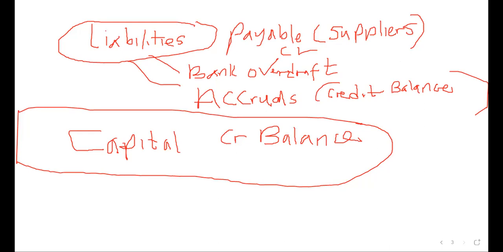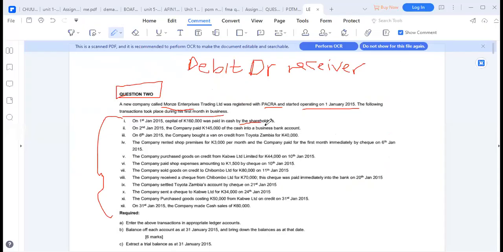So we can now look at this question. On the 1st January 2015, we started business with a capital which we know was 1,000, paid in cash by the shareholders. So the accounting treatment, we have to understand which one should be debited. All capital and liabilities have a credit balance.